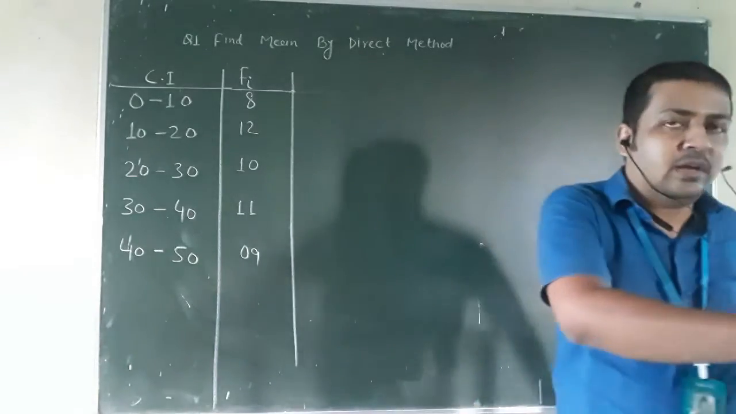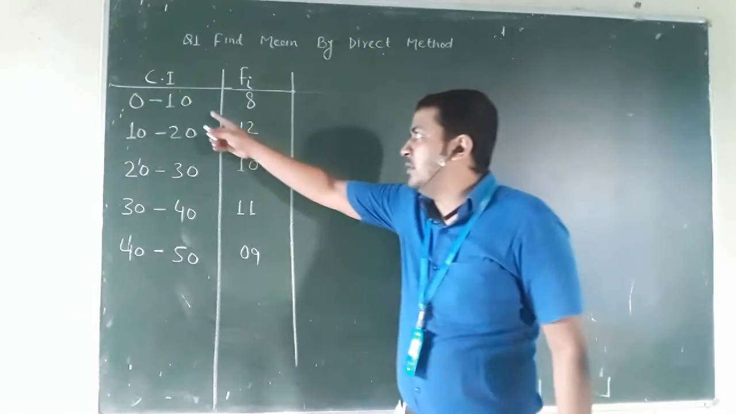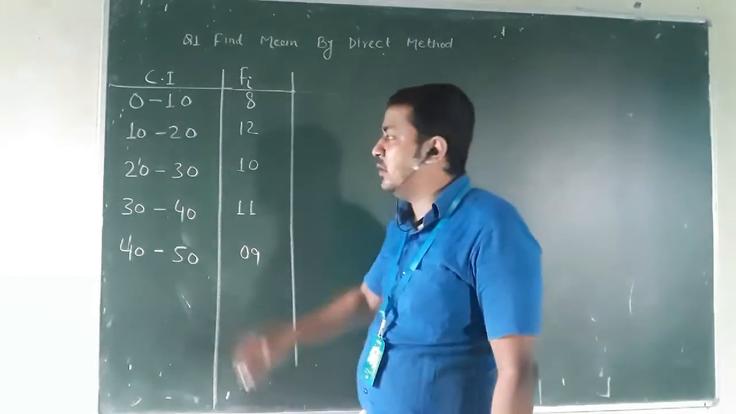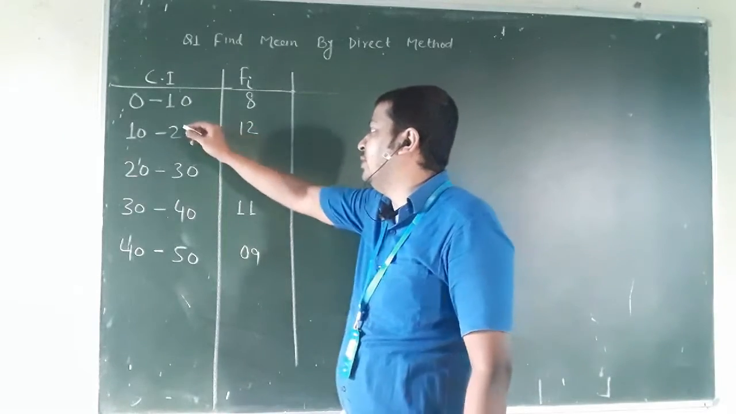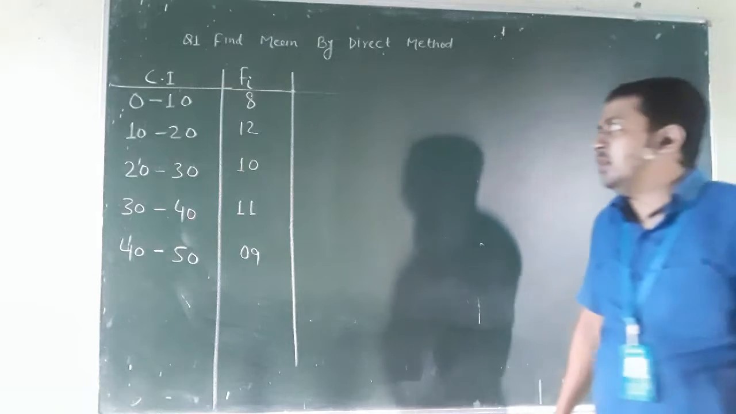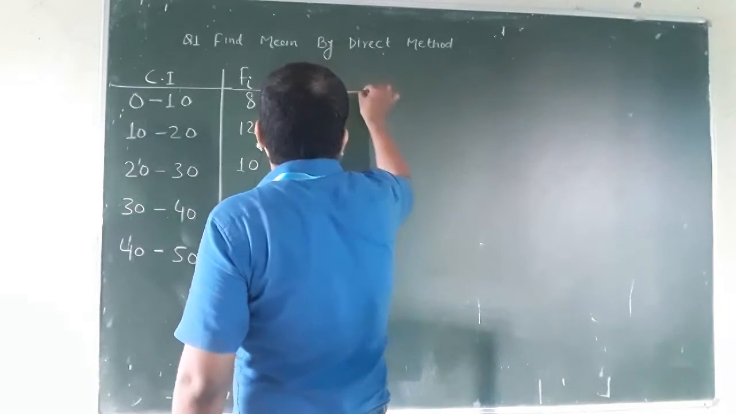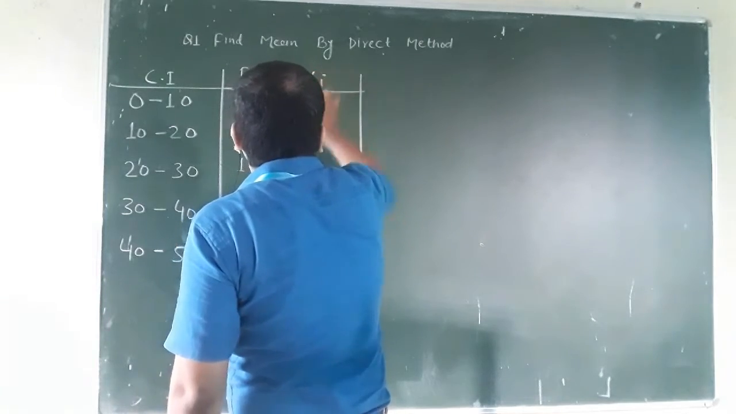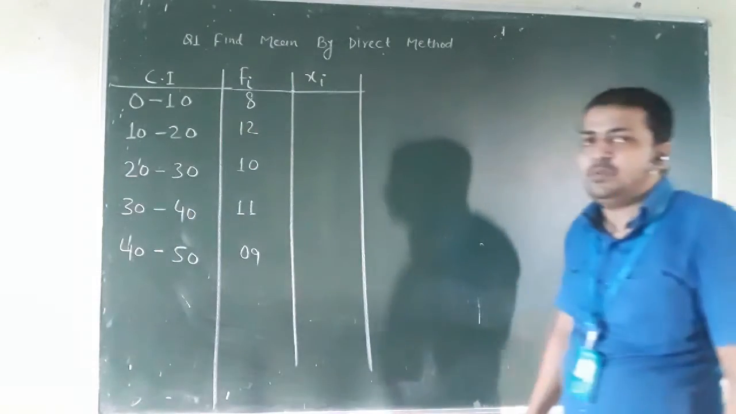The first question is that the class intervals are given: 0 to 10, 10 to 20, 20 to 30, 30 to 40, 40 to 50, and the frequency corresponding to each class interval is given. Now we have to find the mean. So first of all, we have to find xi. What is xi? Xi is the class mark of each class interval, that is, the midpoint of each class interval.